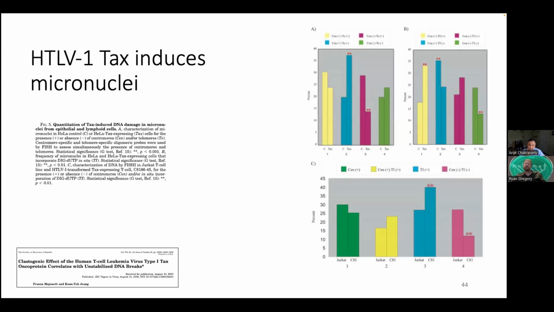People have quantified HTLV Tax in a different paper. They looked at micronuclei directly, and what they showed in this paper was when you have HTLV Tax transfection, you get a bump up in the presence of micronuclei, which you can see over here and over here. So again, this is an example where people were looking at micronucleus formation, and they were able to see that in the presence of HTLV Tax, you end up with higher levels of micronuclei, which is exactly what you would expect.